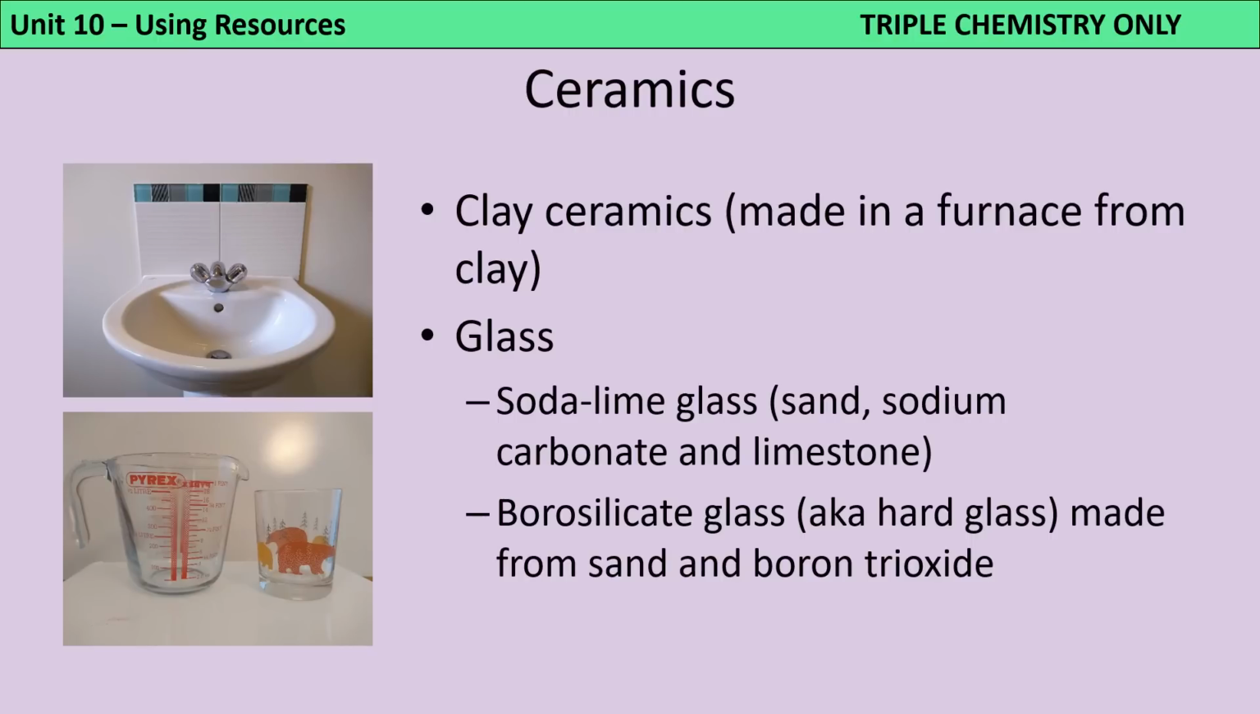Ceramics are non-metallic solids made from a raw material heated to a high temperature, and there are 2 types that you need to know about. Clay ceramics and glass are both waterproof and brittle, but clay ceramics are opaque, whereas glass is usually transparent. Soda lime glass is used for everyday uses like windows and drinking glasses, and is made from sand, sodium carbonate and limestone. But it doesn't have a very high melting point, so for lab use and also some cooking uses you may need borosilicate glass or hard glass, which is made from sand and boron trioxide.